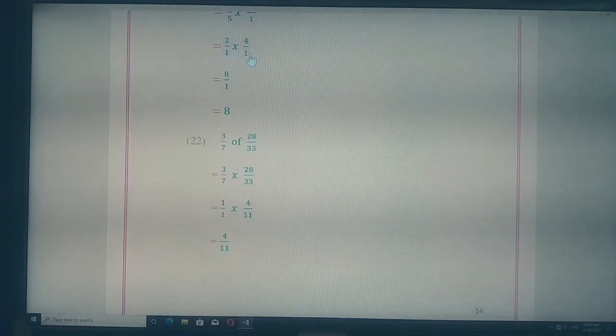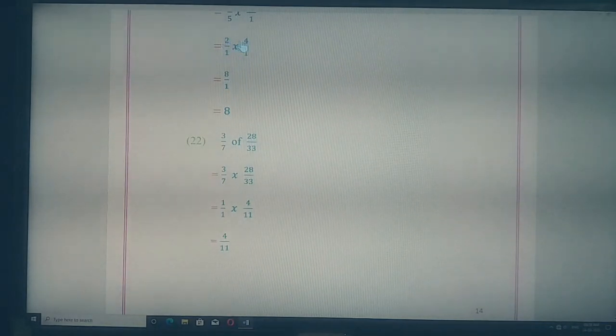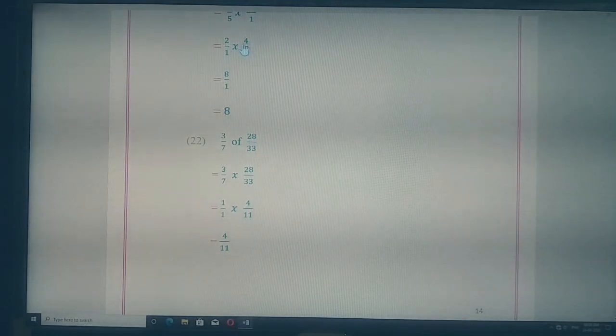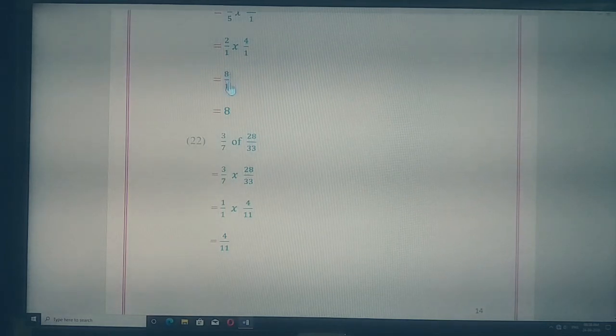Now the denominators are 1, so we just have to multiply the denominator of one fraction with the denominator of another fraction. 1 ones are 1, and the numerator is multiplied with the numerator of another fraction. Here 2 is multiplied with 4, 2 fours are 8. Our answer will be 8 upon 1.